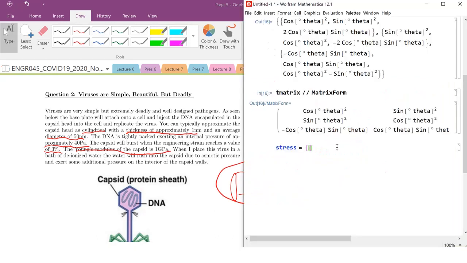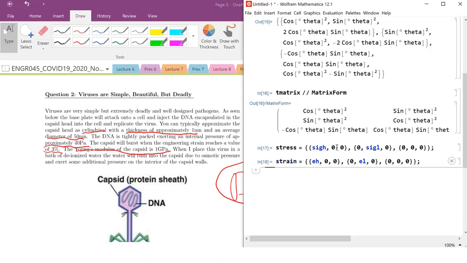So let's go ahead and define that stress tensor. It's going to be sigma H, and then the rest of them are 0. We have plane stress conditions here. So then it's 0, sigma L, and then the rest are 0. I also have the same condition for my strain, which is going to be EH, the hoop strain, then EL, and the rest are 0. That's it. So that is our strain tensor, and that is our stress tensor.